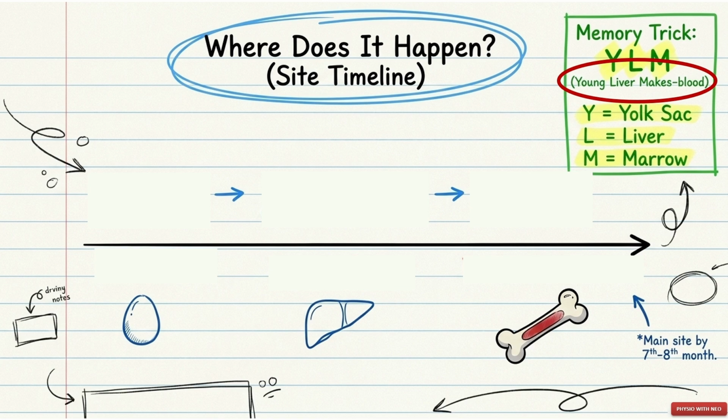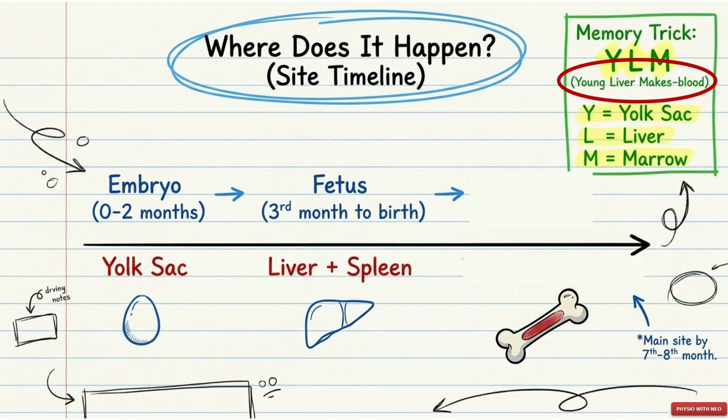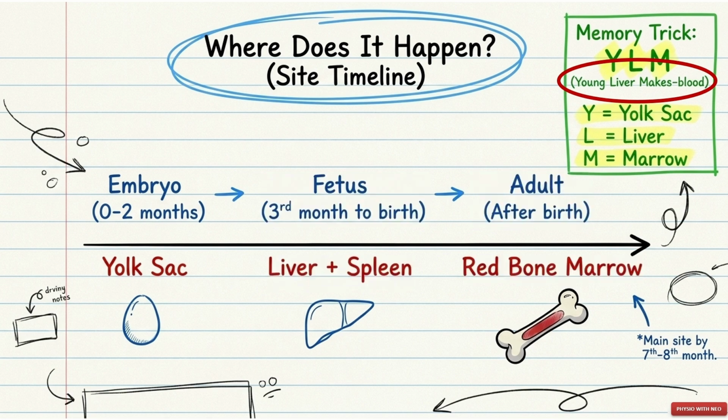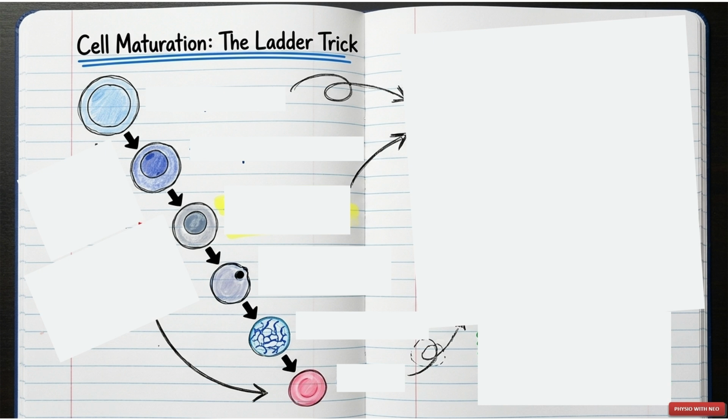Yolk sac, liver and marrow. Yolk sac in embryo, liver and spleen in fetus, and red bone marrow in adults. If I ask you after 1 week, where does erythropoiesis occur, you will immediately remember YLM. Now let's see what happens to the RBCs as it matures. This slide alone can save marks in university exam.